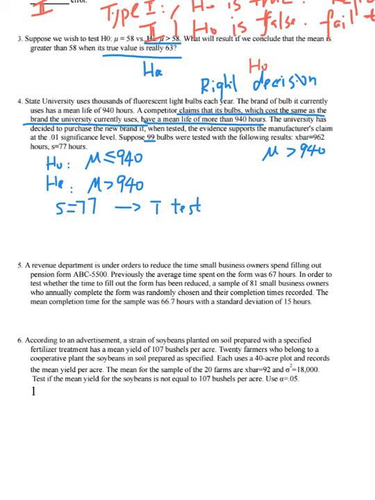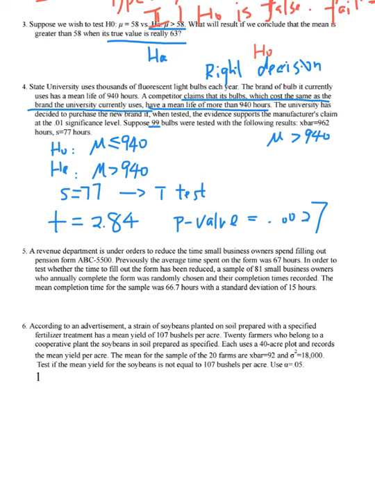And for our HA, mu is bigger than mu sub 0. So we calculate, and we can get the t stat equal to 2.84. And for the p-value, it is equal to 0.0027. And we can say this p-value is less than our significance level.